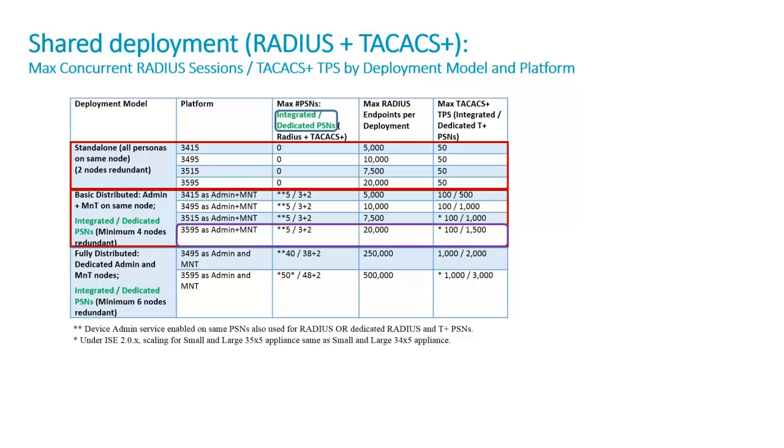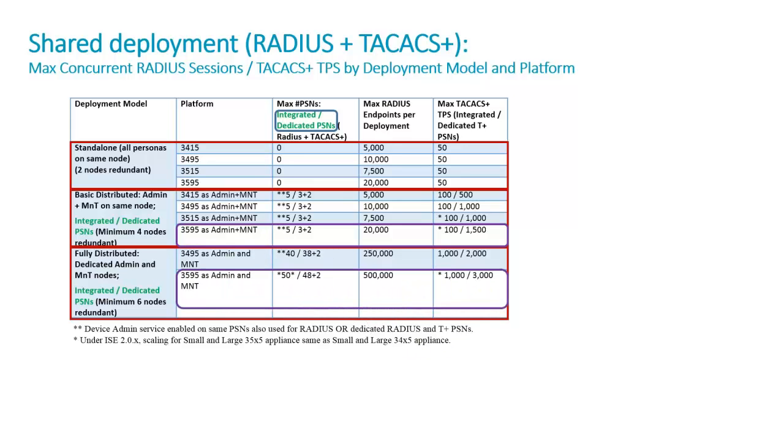nodes. So you can see that for the 35.95, you have 3 RADIUS and 2 TACACS, supporting up to 20,000 RADIUS endpoints and up to 1500 transactions per second for the TACACS PSNs. In a fully distributed approach, you can see that for 35.95, you can have up to 48 PSNs for RADIUS and 2 PSNs for TACACS, based on a simple calculation.